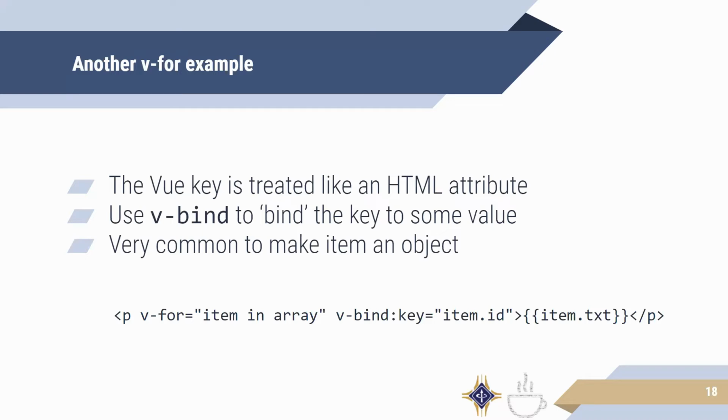So we say v-bind:key equals item.id. Note here, we use item because we define item as a temporary iteration variable in the v-for syntax. So you can do item.id and item.text in the actual text part of the field.